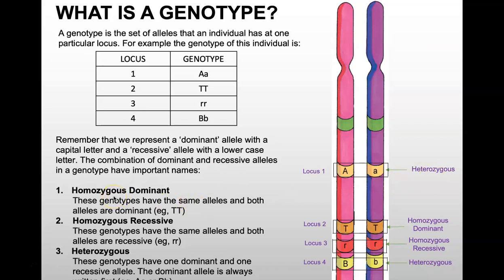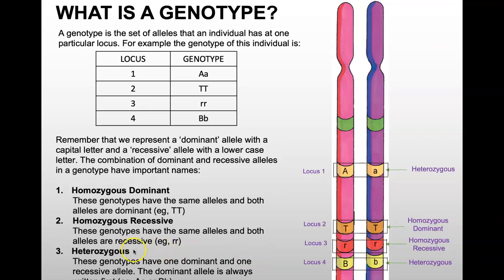Homozygous dominant means that the genotype has the same alleles and they're both the dominant variety, so they're both the capital letter. Where does this individual have a homozygous dominant combination? It is at locus 2: capital T, capital T. This individual is also homozygous recessive at one locus. Homozygous recessive means the alleles are the same and both recessive, so both lowercase. This individual is homozygous recessive at locus 3, lowercase r.